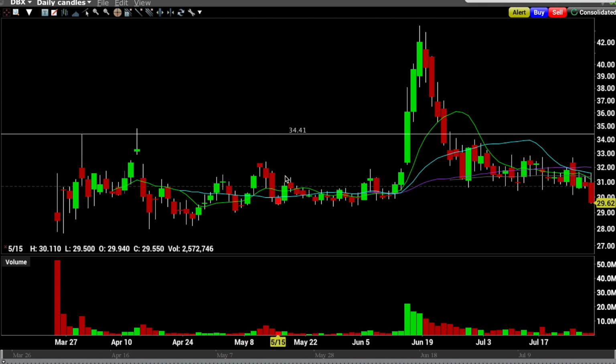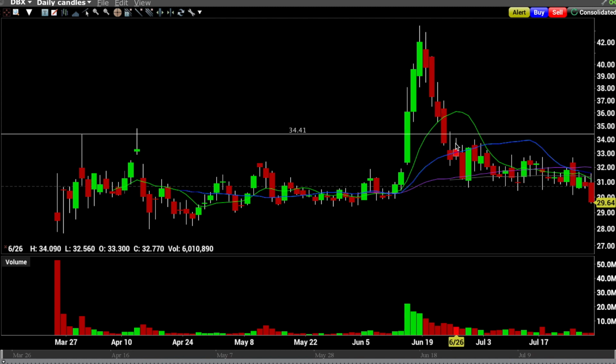So we'll be using this 34.41. You see it's been moving sideways. All of a sudden, volume starts to come in. And what does it do? It breaks through that 34.41 area on very, very big volume. So this was a buy for that IPO U-turn. And you see it picked up from 34.41 all the way to 43.